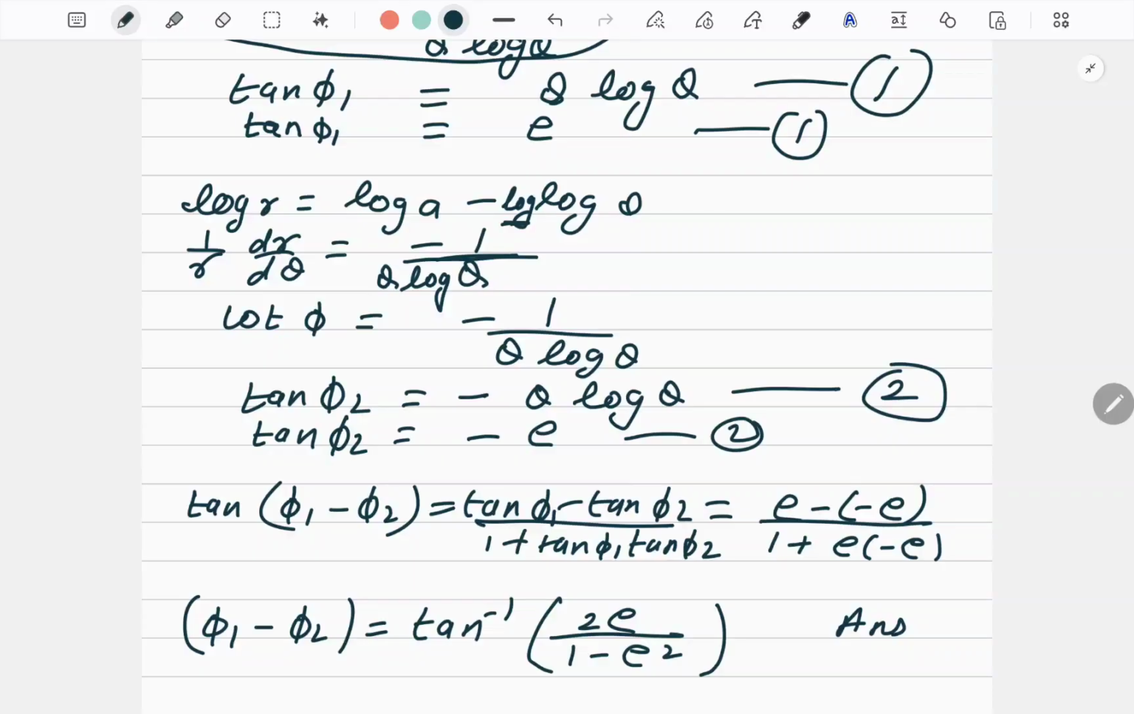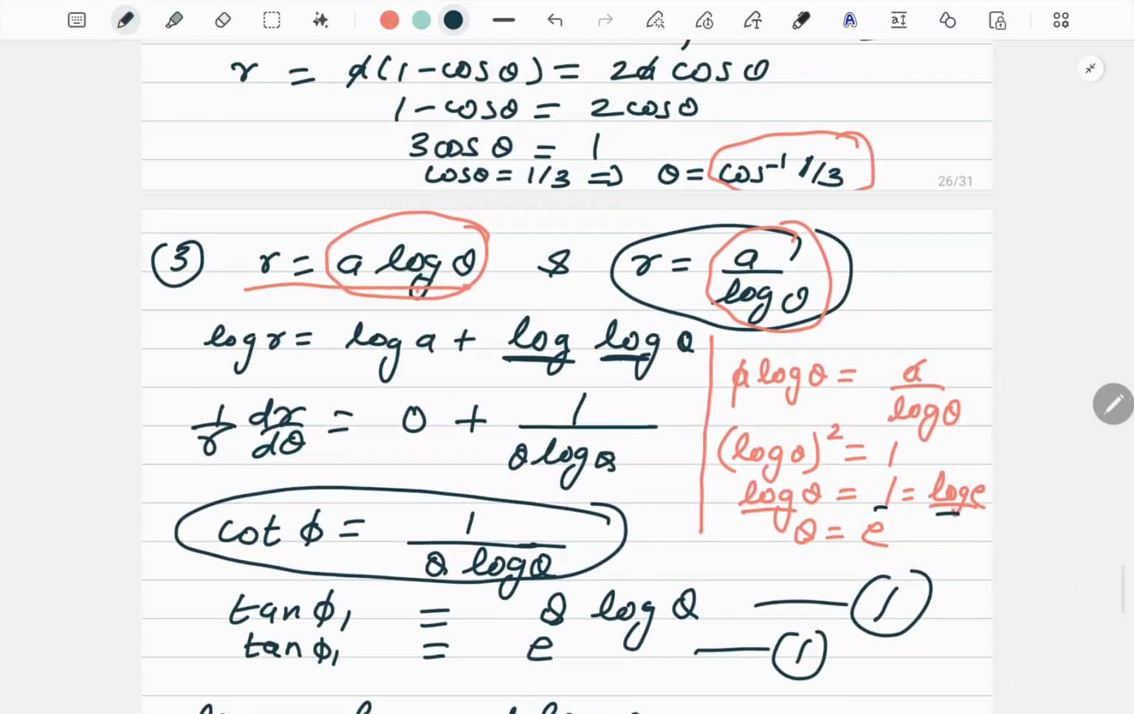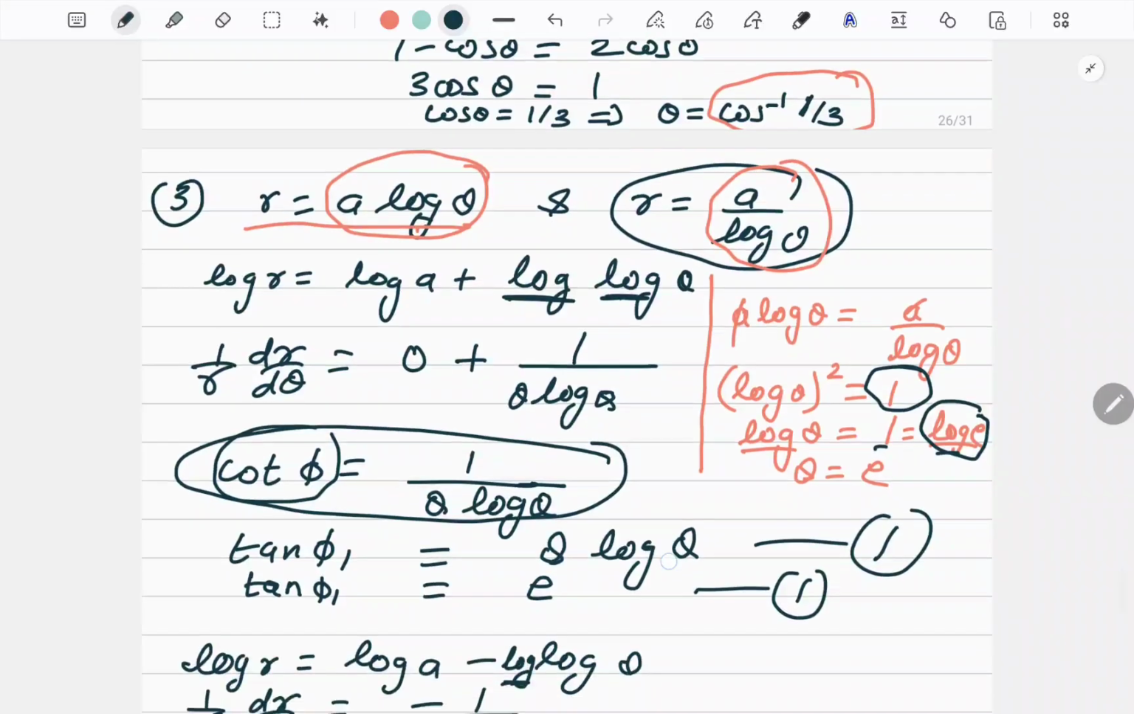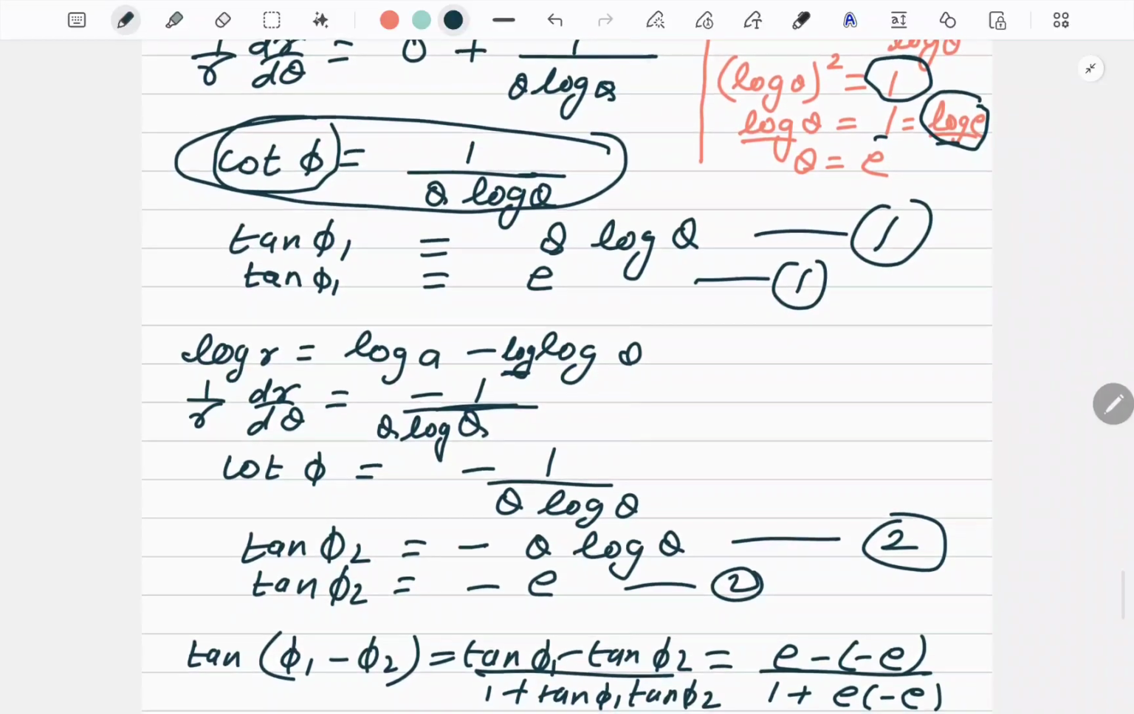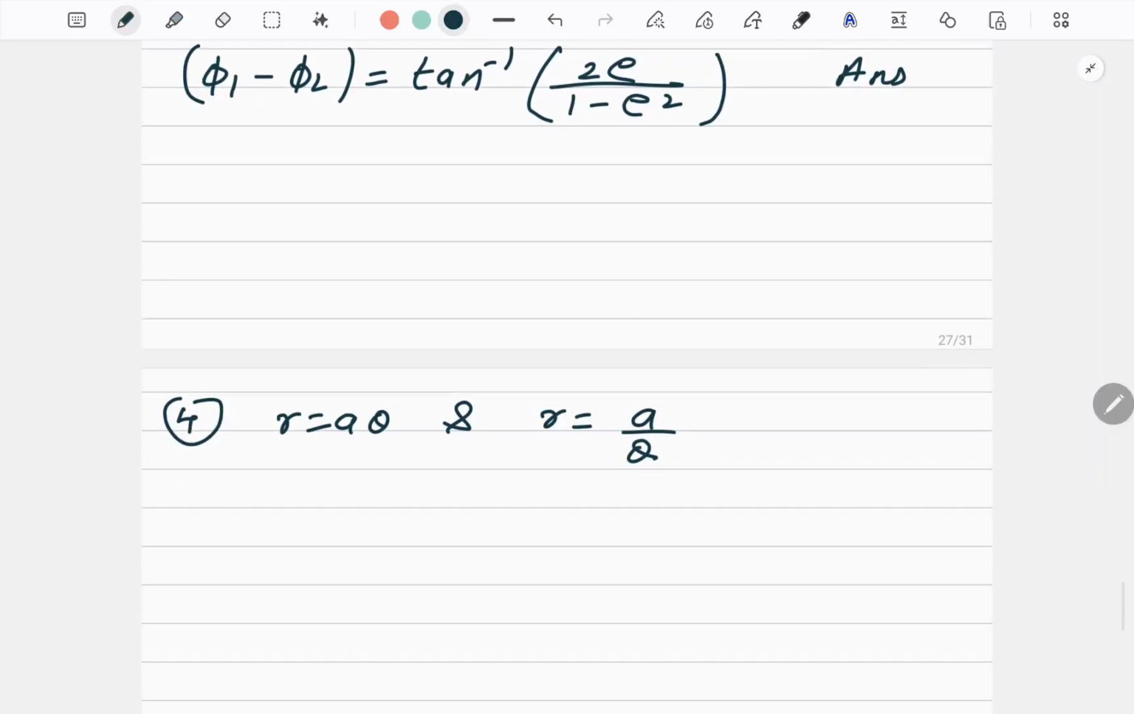Only a few things you have to take care of: I don't want to answer in theta. So when you are comparing, remember 1 can be written as log e. That is what I have used, and I got the value of theta as equal to e, and I have substituted. Since I was not able to extract the value of phi here, I have to use this formula. Correct? Now let's move to the next question.